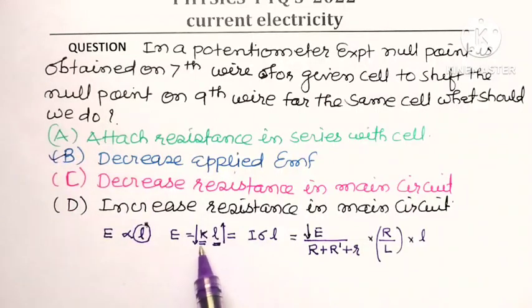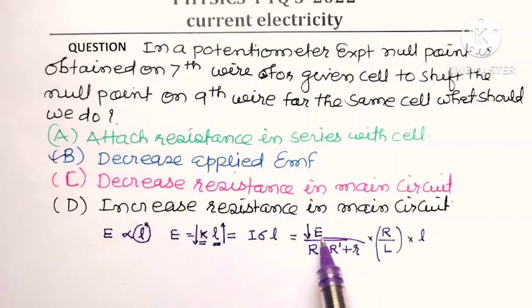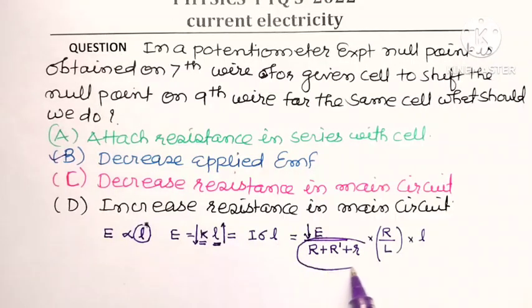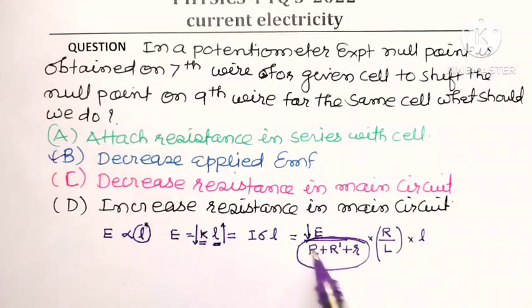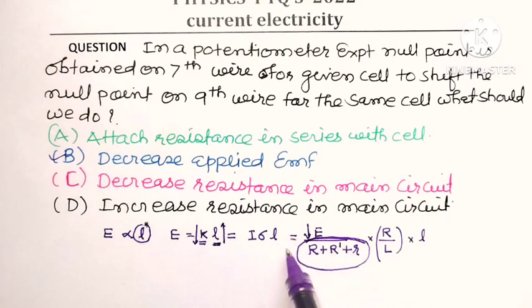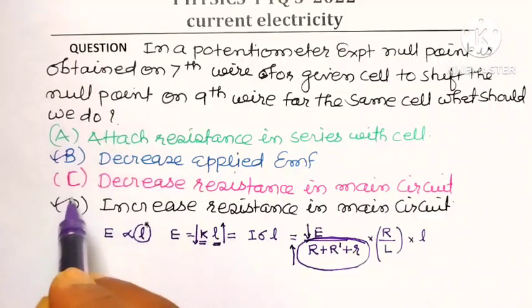At the same time, this potential gradient can be decreased by increasing the resistance in the main circuit, R plus R dash plus r. This is the resistance in the main circuit, and it must be increased in order to decrease the potential gradient. It means option D is also correct.